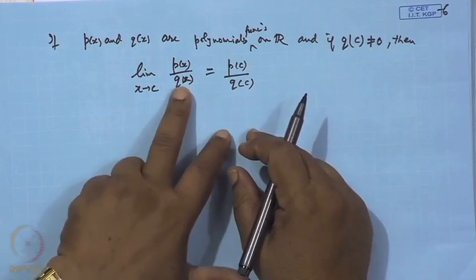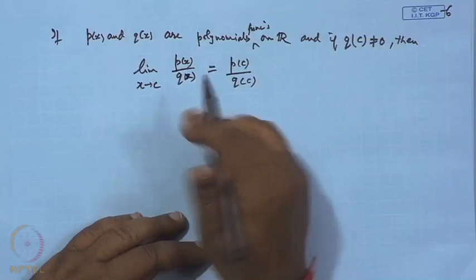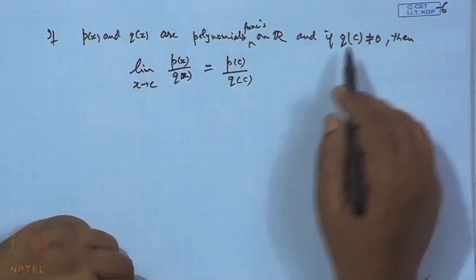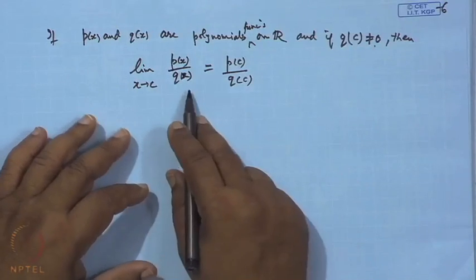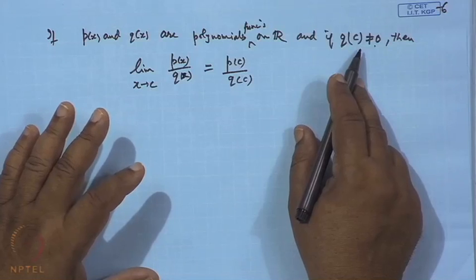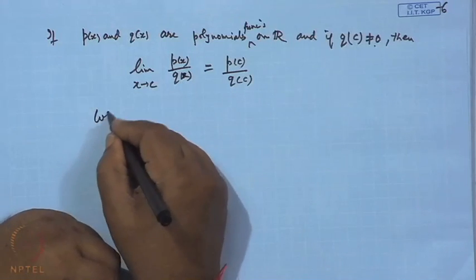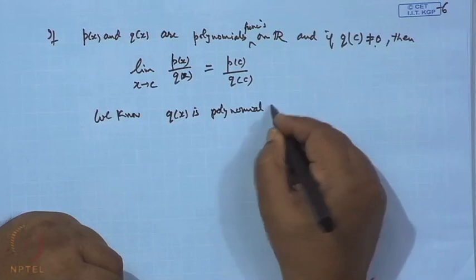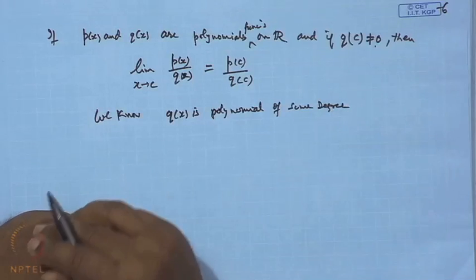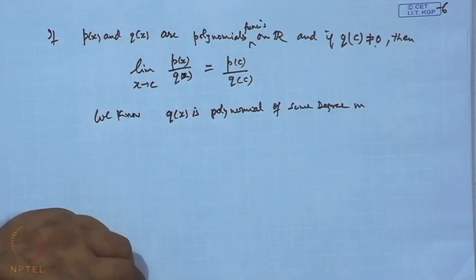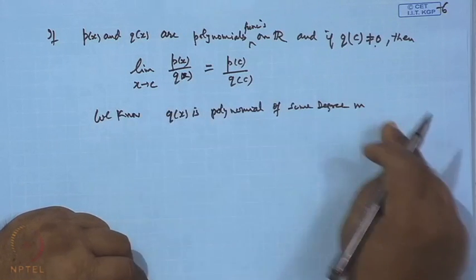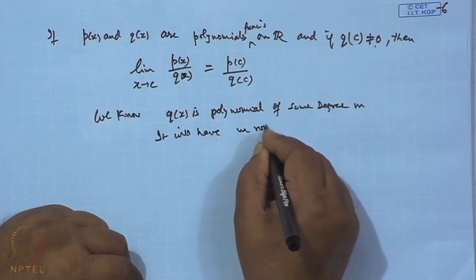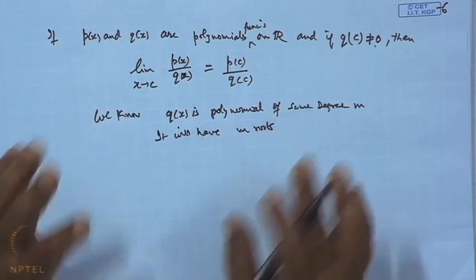So, what we do here is, p(x) is a polynomial of any degree, say n, and q(x) is a polynomial of degree, say m, and it is given that q at the point c is different from 0, but that does not solve our problem. Why? Because we know q(x) is a polynomial of some degree, say m. It means it will have at most m roots. So, it will have m roots, some may be repeated, some real, some complex. It may have m roots.